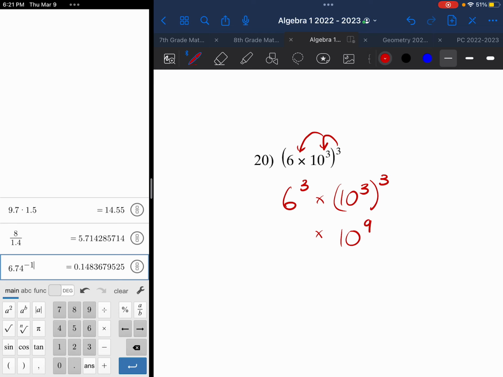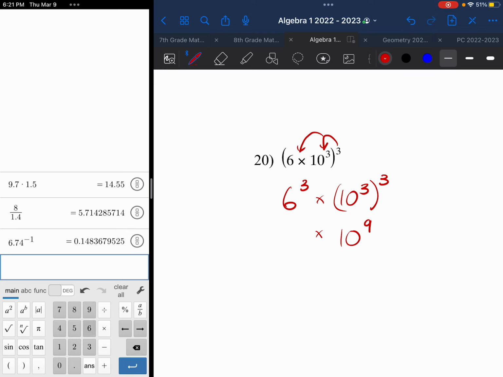3 times 3 is 9. That was easy. And 6 to the power of 3 is like 216 or something. Let's see. 6 to the power of 3. Oh, Mr. Sindel, I am on it today. 216. All right. Unfortunately, this is not in scientific notation.